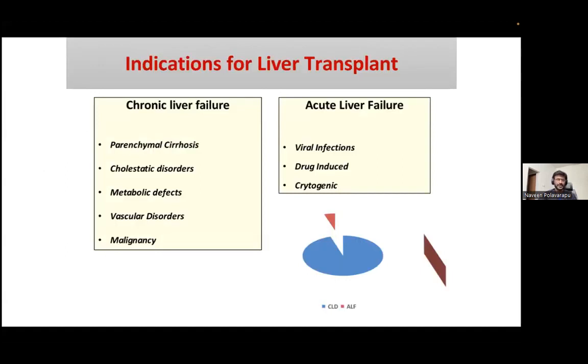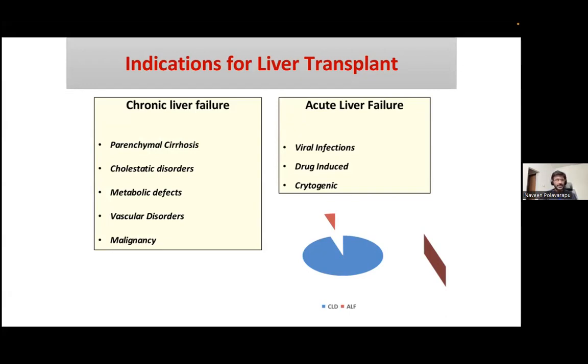So if you look at chronic liver disease, which forms the bulk of the reason why we do liver transplantation: cirrhotic patients, particularly parenchymal cirrhosis, or some of these cholestatic liver disorders like PSC and PBC, metabolic defects as we see in hemochromatosis, which lead to chronic liver failure, and also vascular disorders, the typical example being Budd-Chiari syndrome, and malignancies.